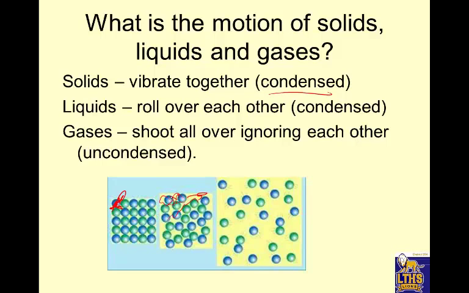They can go this way, they can go that way. They're still pretty close. That's what condensed means. Gases, on the other hand, can go anywhere. They shoot all over. So they're considered uncondensed. They can go up, down, all around, everywhere.